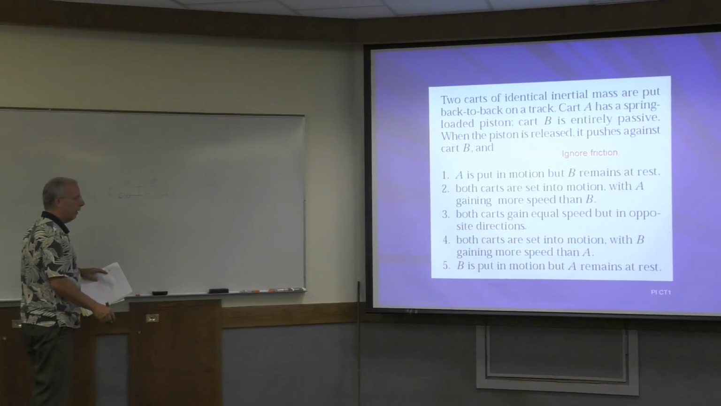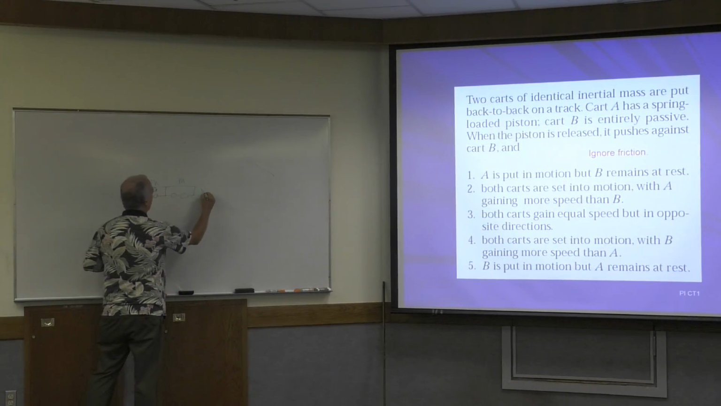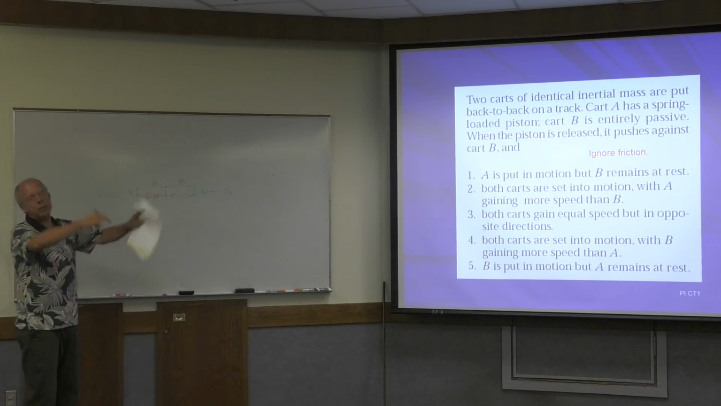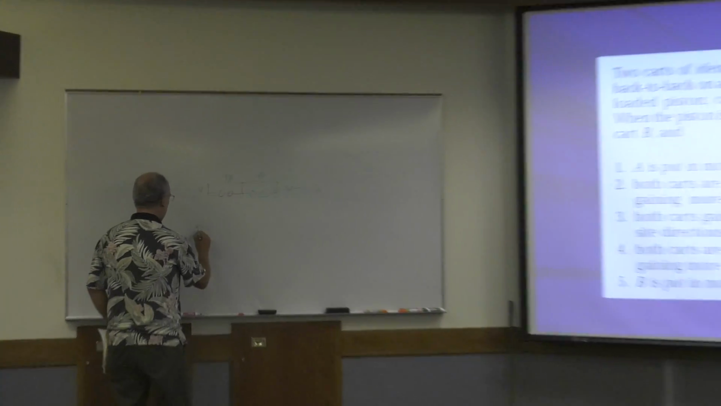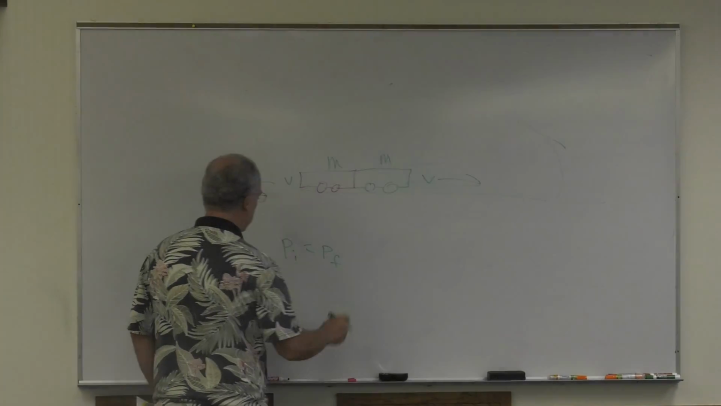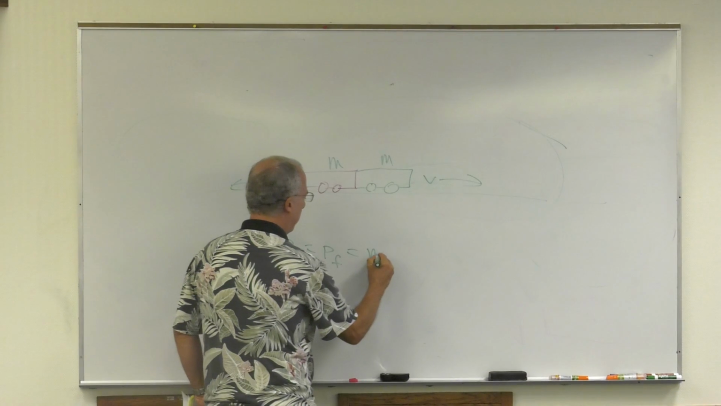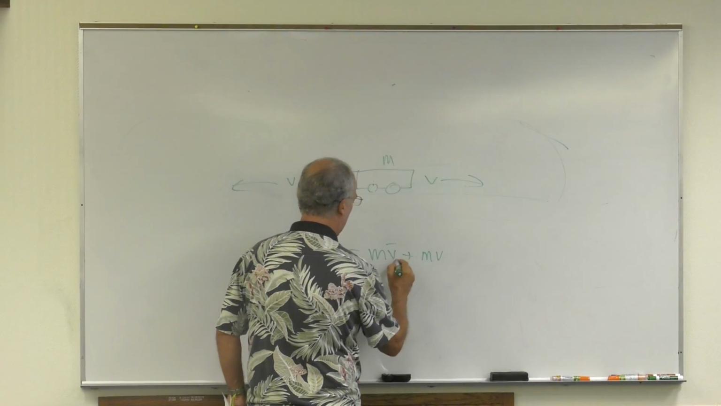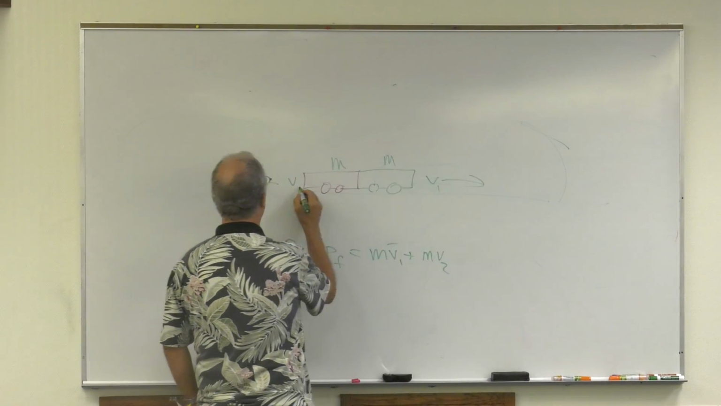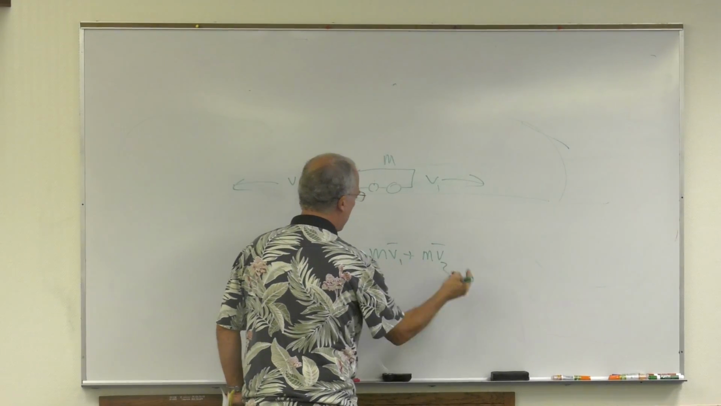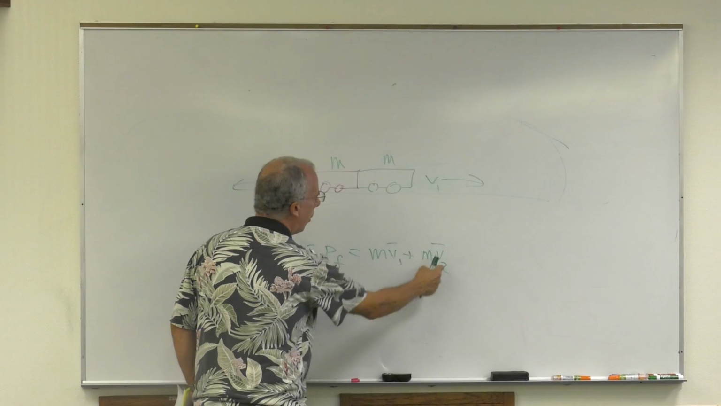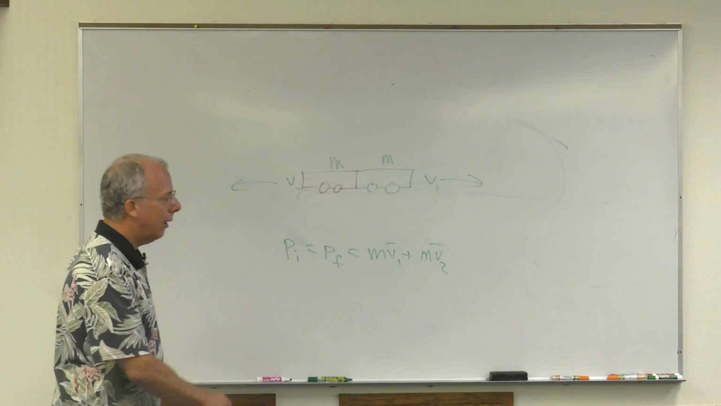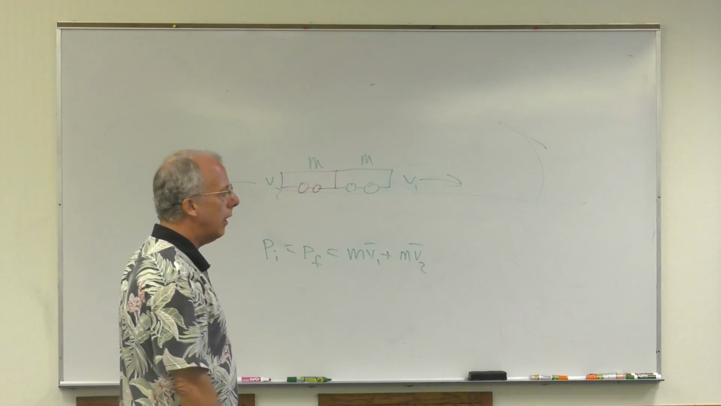They both have the same mass. So this one has to have velocity that way, that one has to have velocity that way, and the velocities have to be the same because P initial equals P final. Simple as that. So it's mv that way plus mv, I call it 1 and 2, that way. These have to be equal and opposite to cancel. So the answer is both carts gain equal speed, opposite direction.